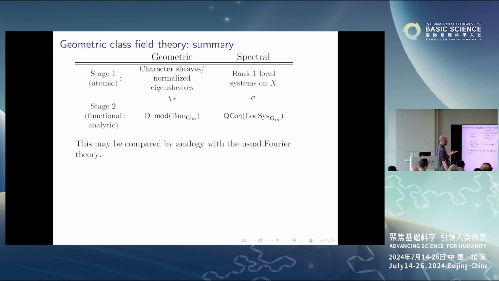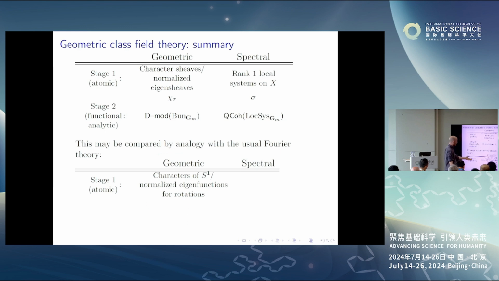And this can be compared with usual Fourier theory. So in the atomic theory, you might say that if you look at characters of the circle, which are in some sense normalized eigenfunctions for rotations, these are just indexed by integers. They're all of the form e to the i n theta. Well, e to the 2 pi i n theta.